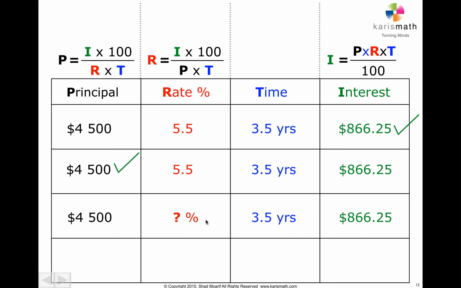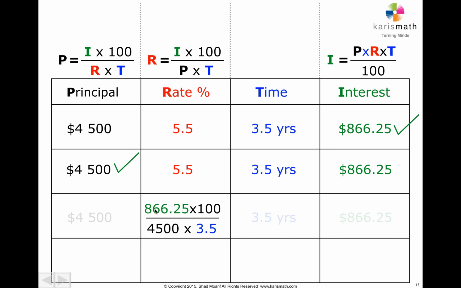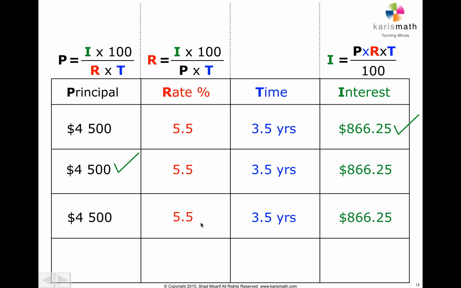Okay, good. So what did you do? I times 100, again, this times 100, which is there, over these two numbers multiplied with each other. Answer on top is that, answer below is this. Divide the two, and you do get 5.5.